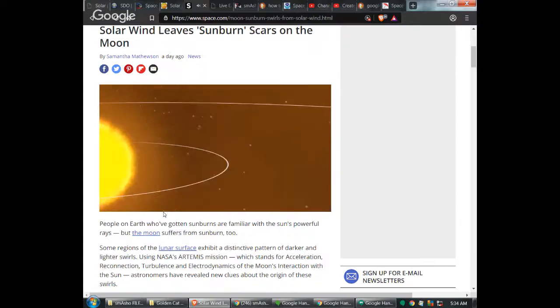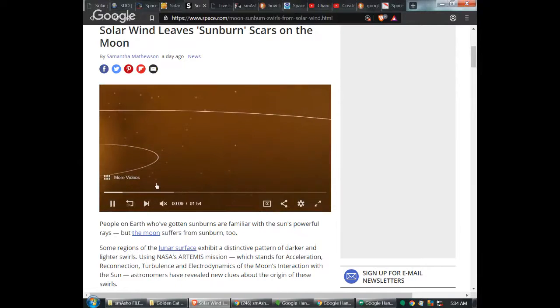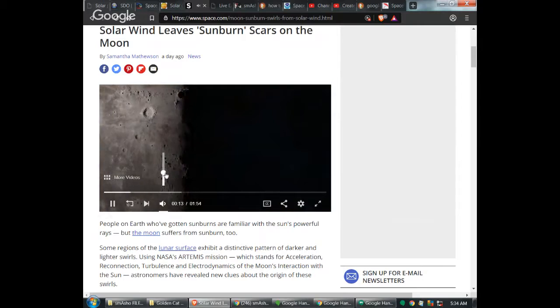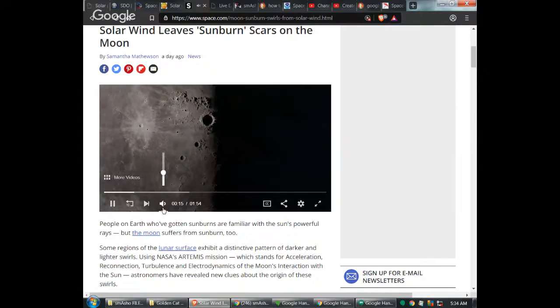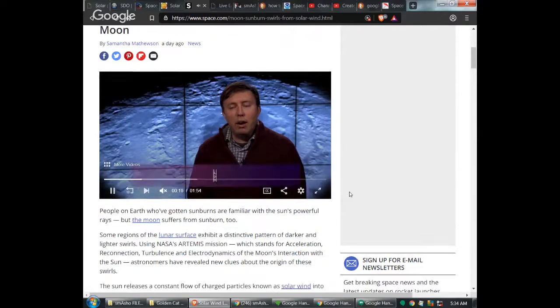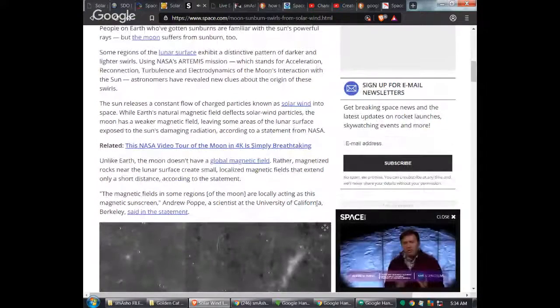I'm going to take a chance and play the audio for a minute. Even the moon has the scars to prove it. New NASA research suggests that some of the coloration we see on the moon could actually be a form of sunburn.